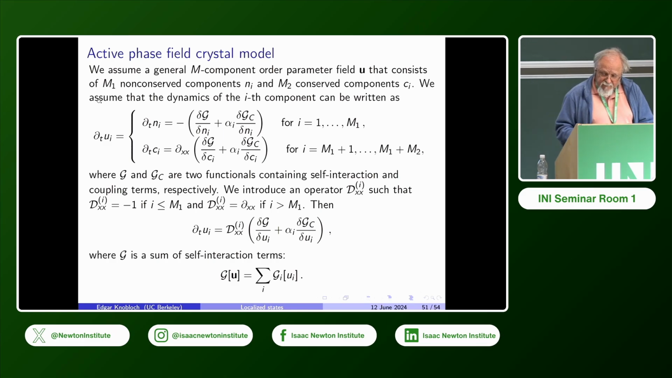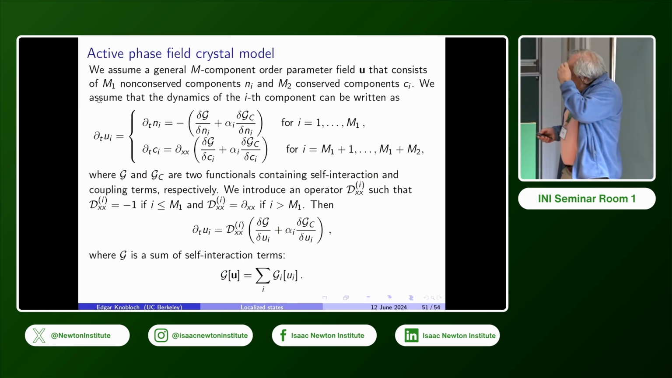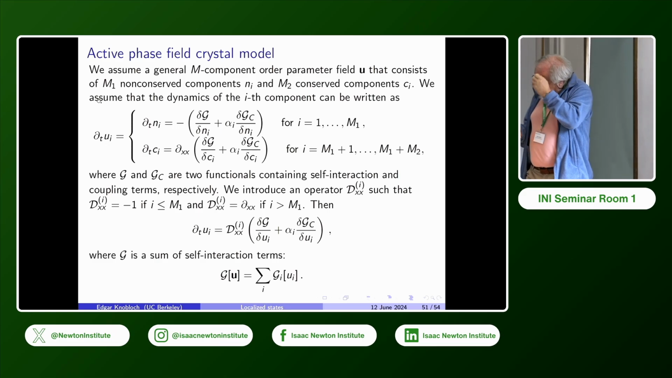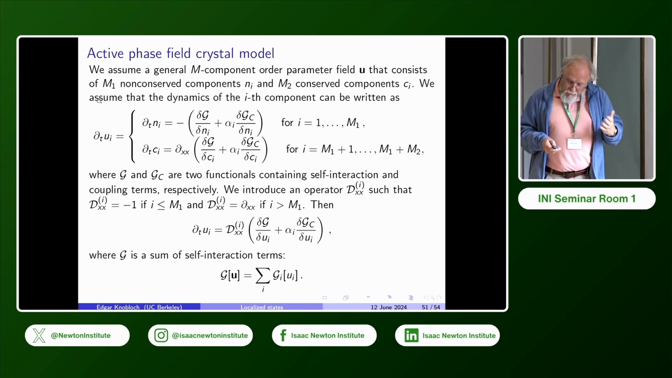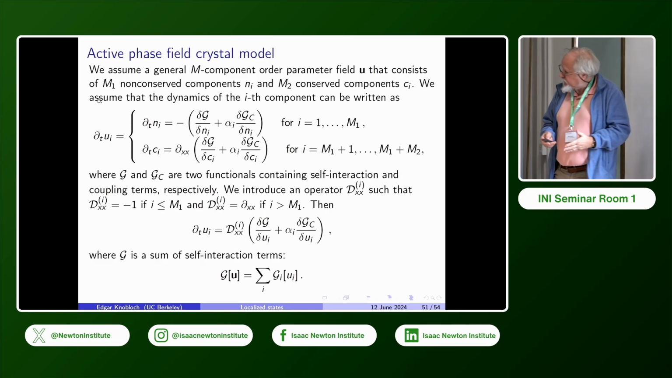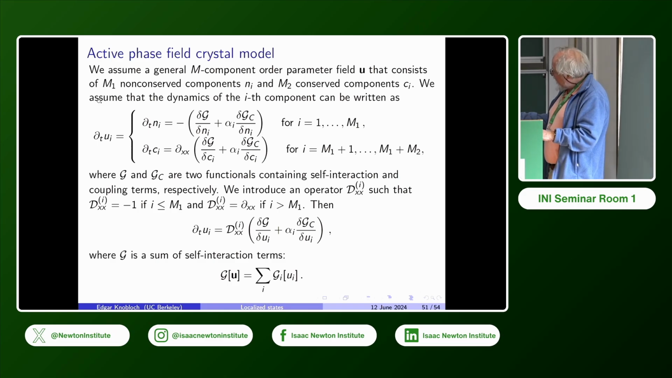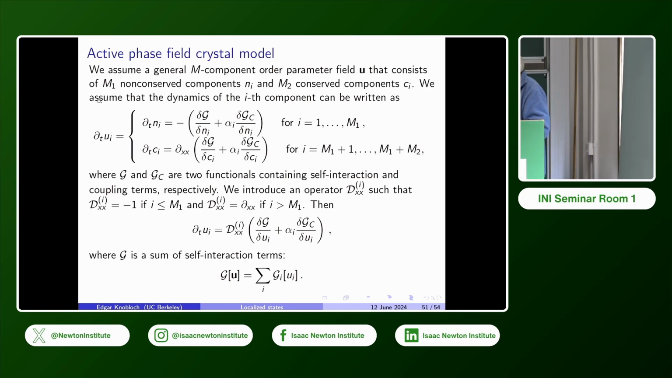So just a couple of words about that before I finish. We can think in terms of a system of fields, some of which are non-conserved, called N, some of which are conserved, called C here, obeying the usual kinds of dynamics, gradient dynamics, conserved gradient dynamics. We can write this, it's convenient to do that as a single equation by defining this operator dxx so that it's a second derivative if you have a conserved field, and it's just -1 if it's non-conserved. So that's just notation.